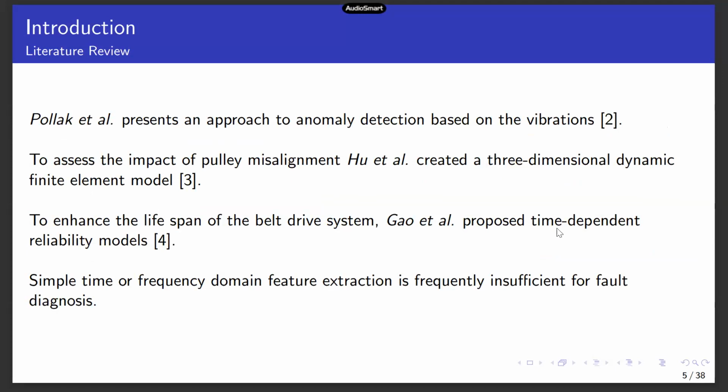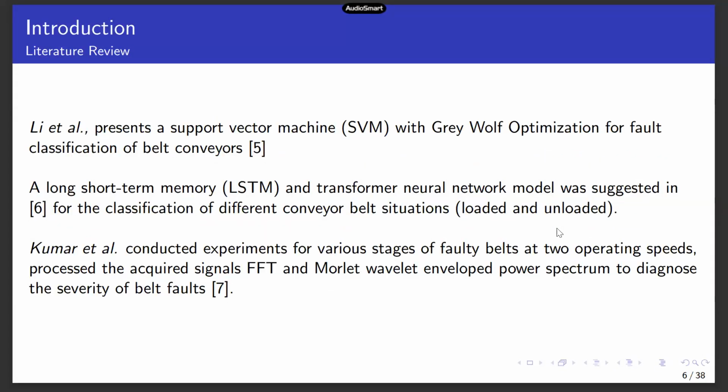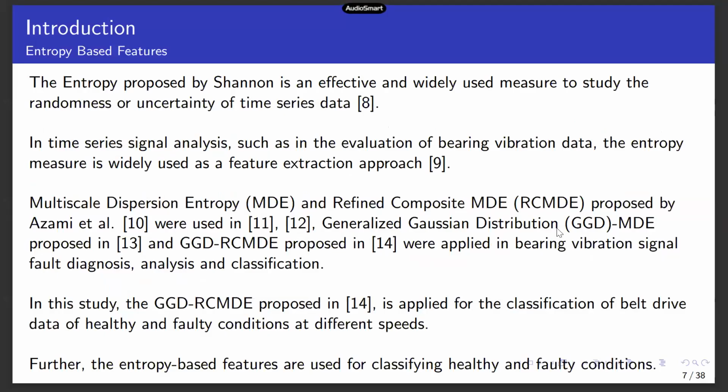Obtaining simple time and frequency domain feature extraction is frequently insufficient for belt diagnosis. Lee and Sen present an SVM and Gray-Wolf optimization for fault classification. An LSTM and transfer neural network model was suggested for the classification of different conveyor belt situations. And Kumar and other researchers conducted experimental work for various fault diagnosis using FFT on a modulated wavelet envelope power spectrum to diagnose the severity of the belt.